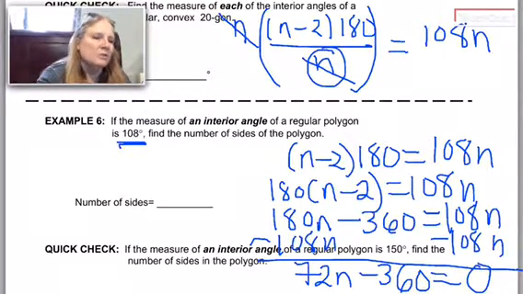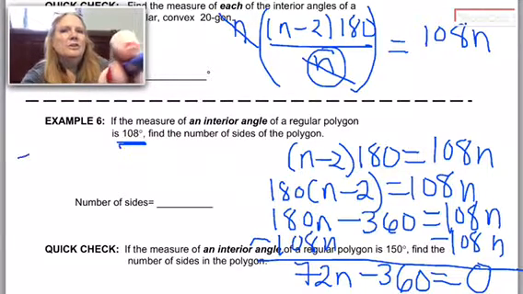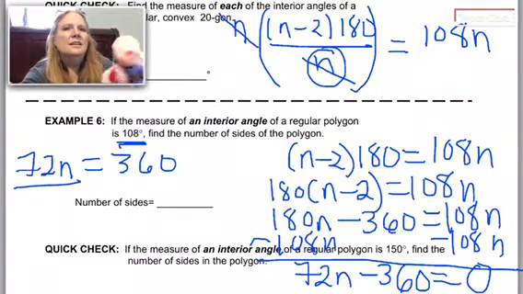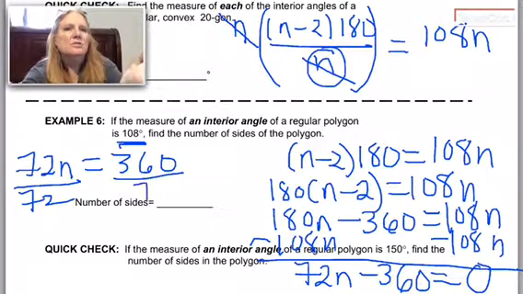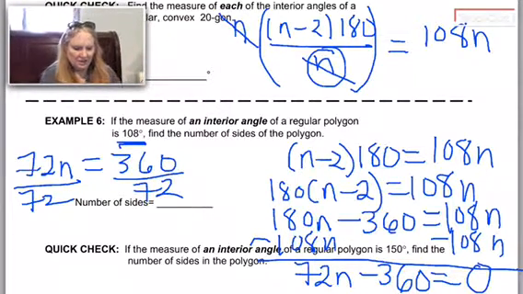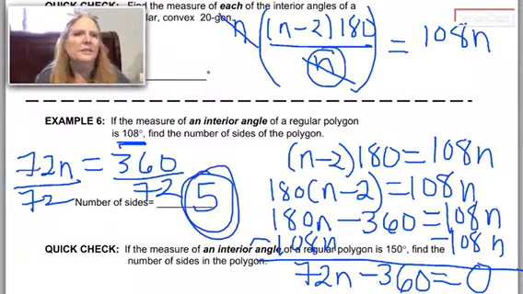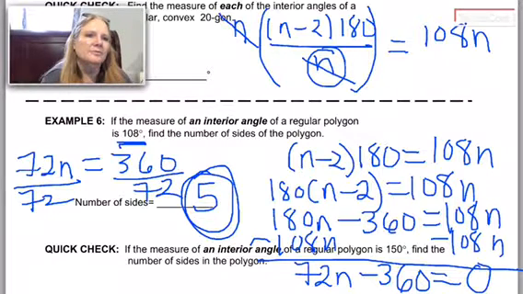Now we're going to add 360 to both sides. So we get 72n is equal to 360. Now divide both sides by 72. 360 divided by 72 is 5. So the number of sides is 5. This is one of the more difficult problems. I know the algebra takes a little practice, but please pause and try the quick check.